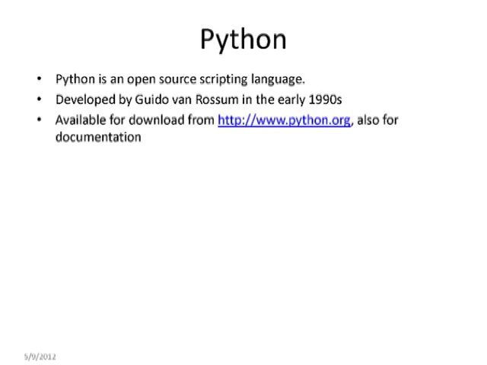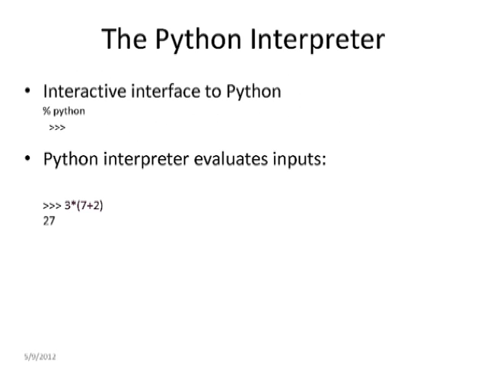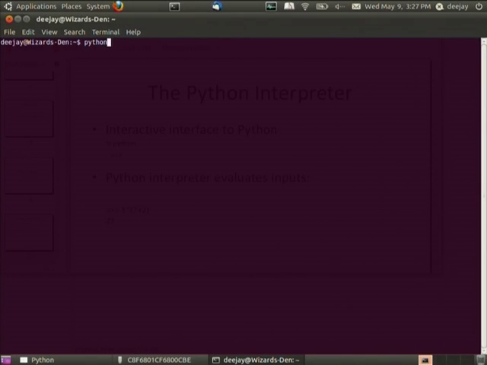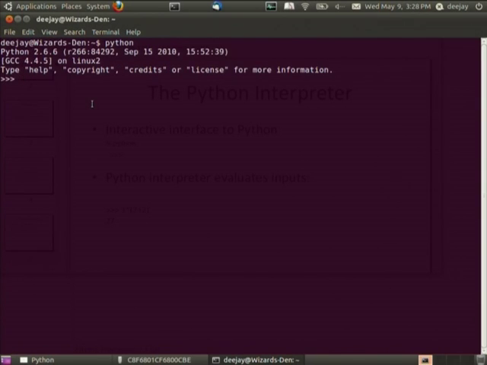First, you can install Python from this URL, python.org, and very good documentation is also available on this website. I'll show you practical examples side by side. You can run the terminal and just type python. So this is the Python interpreter. It is an interpreted language.